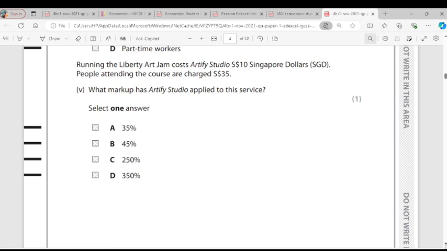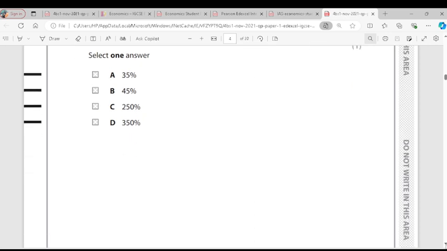Profit per item divided by cost per item multiplied by 100 gives us our markup. So profit per item is the selling price minus cost price, divided by the cost price, multiplied by 100. That gives us 250%. So the answer is C. The answer is C. We move on.